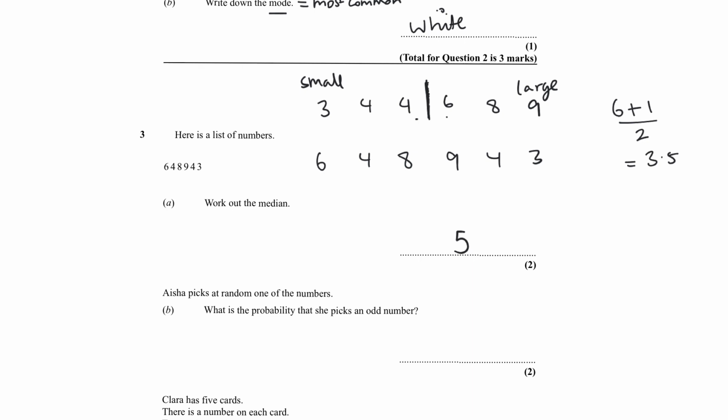It says Aisha picks at random one of the numbers. What is the probability that she picks an odd number? Looking at the list, the only odd numbers were 3 and 9. The rest were even.